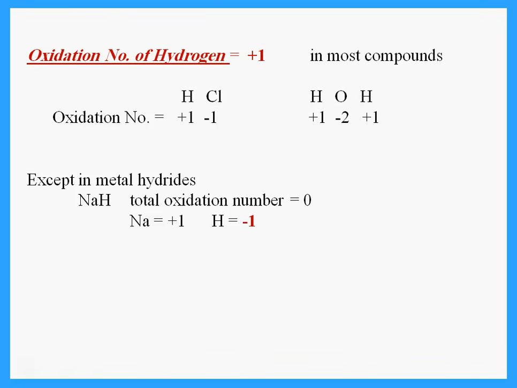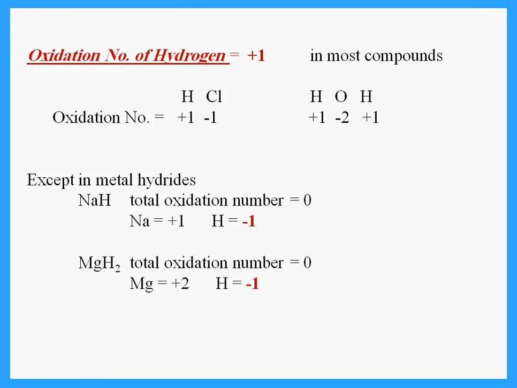So hydrogen is usually +1, except in certain cases where it is with a metal. If it's with a metal in group 1, 2, or 3, then it becomes -1. So MgH2, again, this is a neutral molecule, so the total has to be 0. But we said magnesium is in group 2, so magnesium has to be +2. So each of these hydrogens has to be -1, so that +2 -2 will be 0.